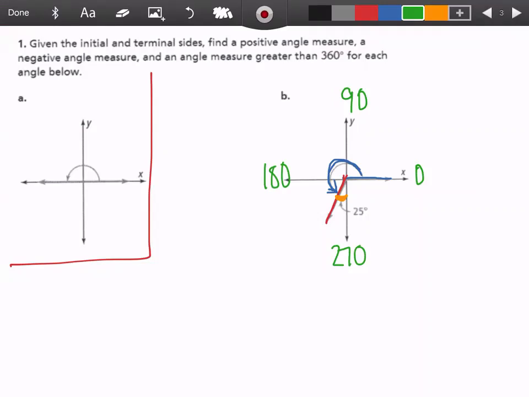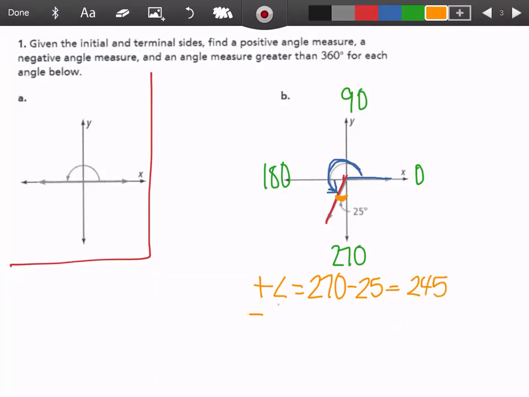So we need a positive angle measure. So if we look at this, we have past 180 degrees, but less than 270. And we actually specifically have 25 degrees less than 270. So to get the positive angle, we can take 270 minus 25, which gives us 245.